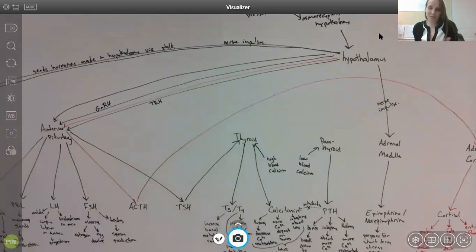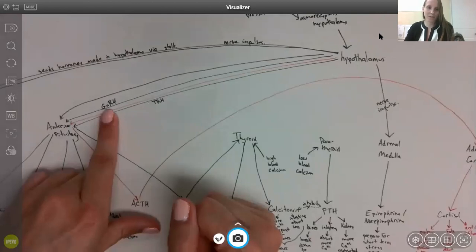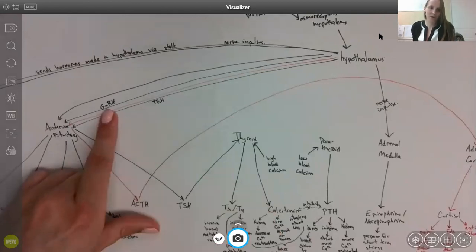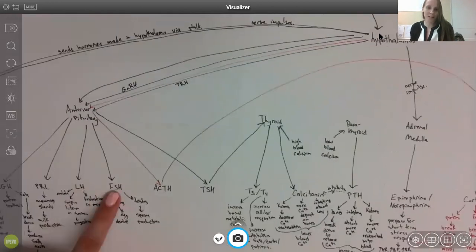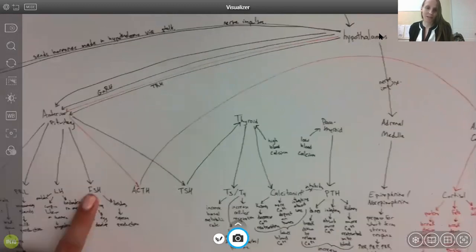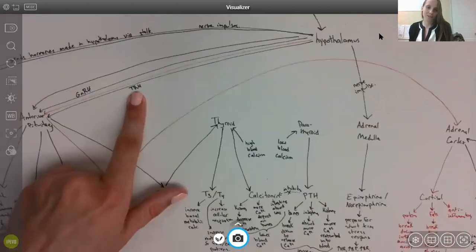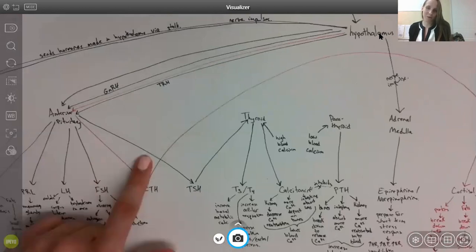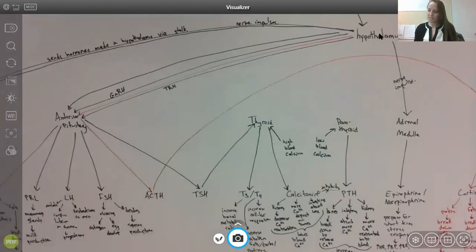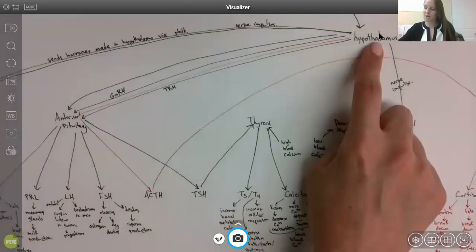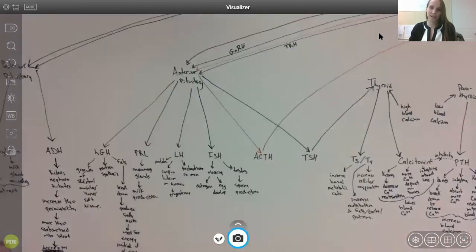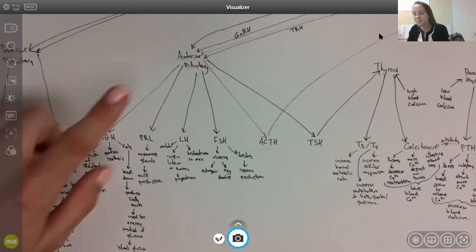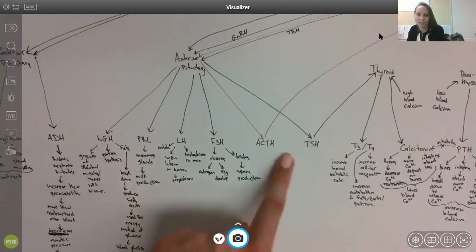Some of these releasing hormones you need to know the specific name of. So for example, gonadotropin releasing hormone, which is GnRH, stimulates the secretion of our gonadotropins, LH and FSH. Thyroid releasing hormone, TRH, causes the release of thyroid stimulating hormone. Those are the two that you really need to know. So anyway, all of this starts off with the hypothalamus sending a releasing hormone to the anterior pituitary. And then the anterior pituitary, depending on the releasing hormone, will release one of these hormones.